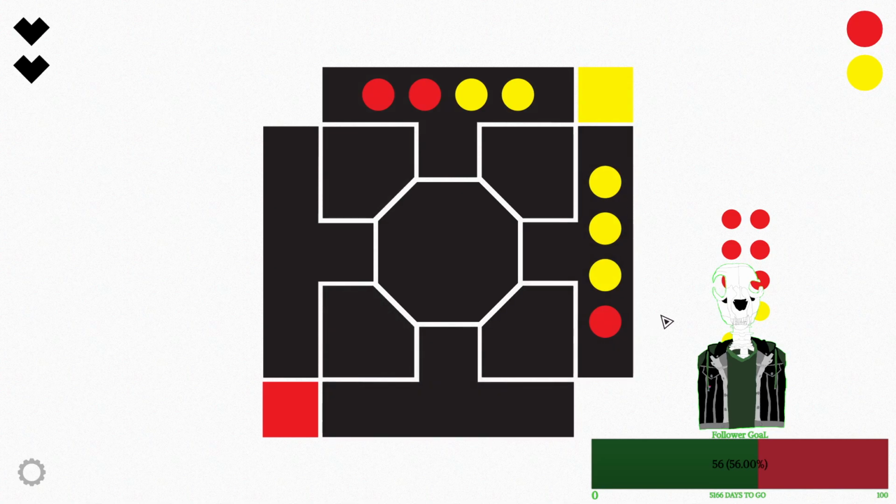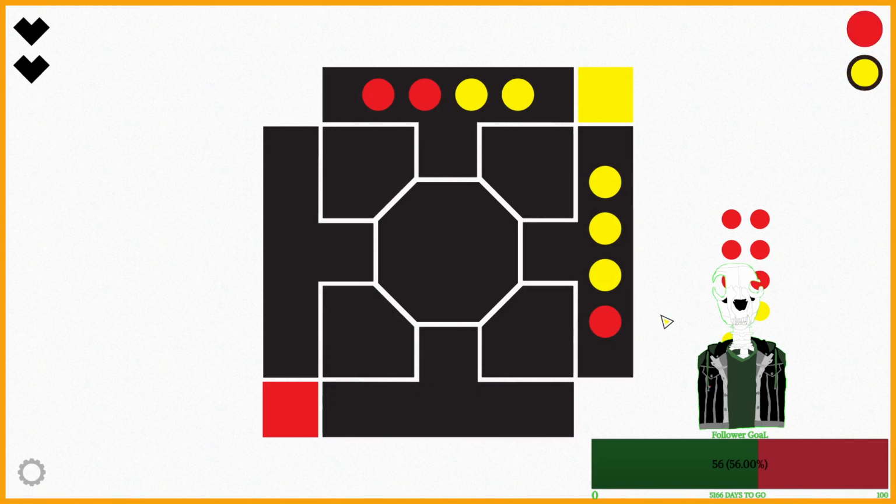Okay, we have 3 yellows to work with. Start with that. How many things is this touching? 1, 2, 3, 4. It's got 4. 3 yellows and a red, so 2 yellows and a red for these 3. And this is 1 yellow and a red.